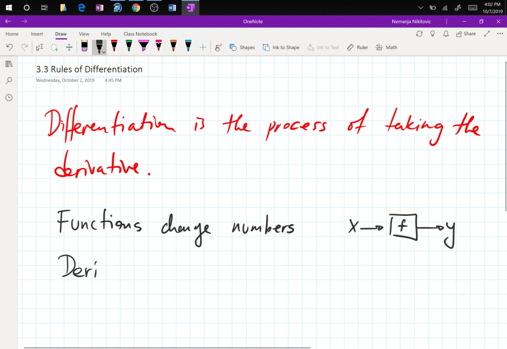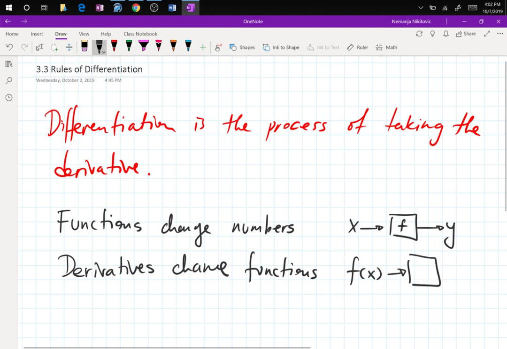Derivatives change functions. So you plug in f of x, then you differentiate, and out comes f prime, which is, except in one case, always different than the input function.